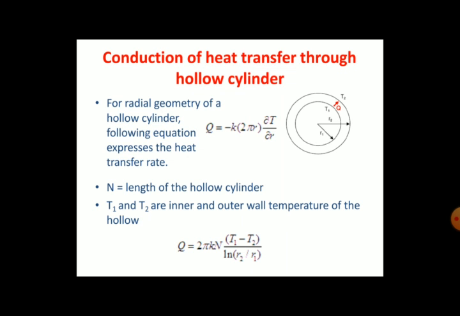When you substitute all this in the Fourier equation, we get the heat transfer through the hollow cylinder, Q equal to 2 pi K n (T1 minus T2) divided by ln of R2 by R1. K is of course the thermal conductivity, n is the length of the cylinder, T1 minus T2 is the difference in temperature, and R2 is the outside radius and R1 is the inside radius.